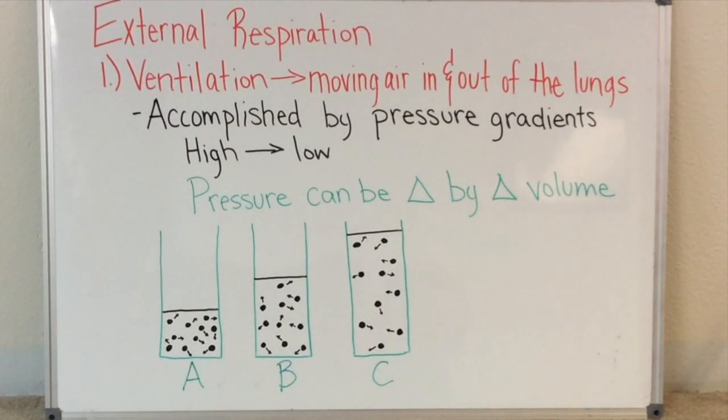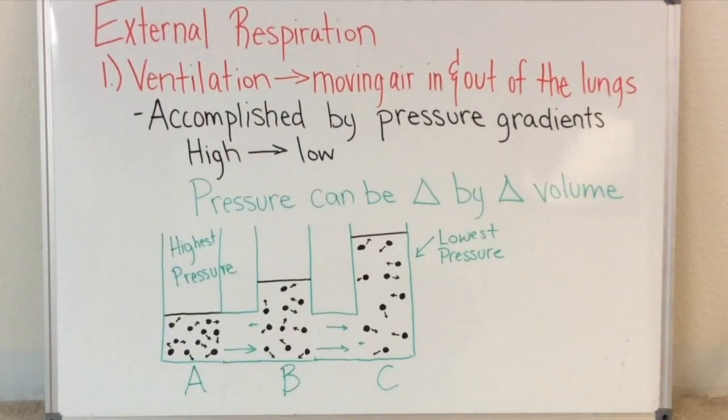The air pressure in container A is greater than the air pressure in container B or C because it has the smallest volume. Likewise, the pressure in container C is less than the pressure in container A and B because it has a higher volume. If we connected all of these chambers, we would see a gradual movement of molecules from container A into container B and then into container C.